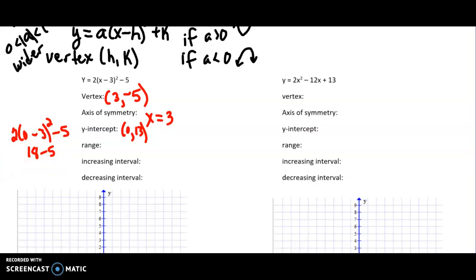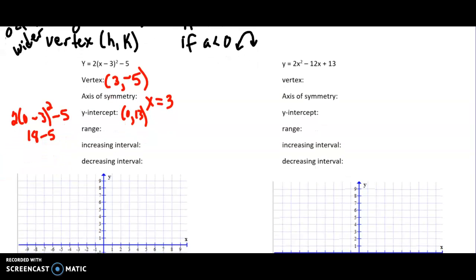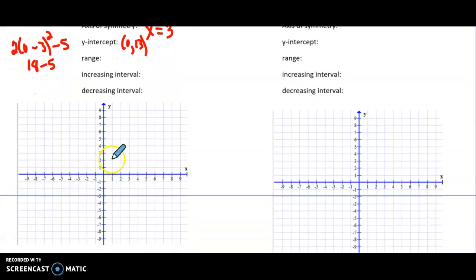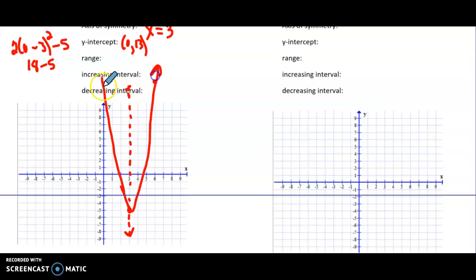Sometimes I graph it before I even think about the range. Even if I just have to scratch it off to the side, I know the vertex is at 3, -5. There we go. I know it goes through 0, 13, somewhere up here. Because x equals 3, this line right here is going to cut my parabola in half. I know that 0 is 3 units away from 3. So 3 units away in the other direction at 6, 13, I'm also going to have a point. So anyway, I can kind of have an idea.